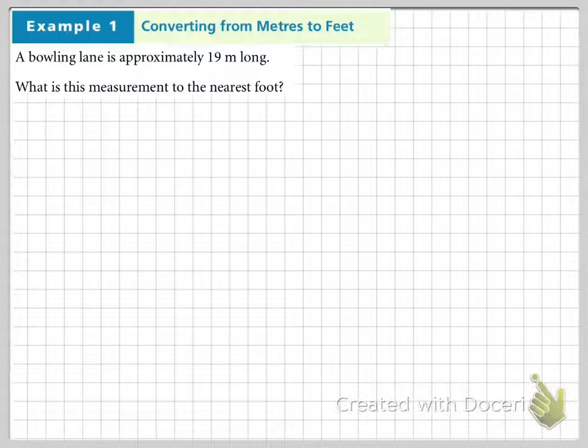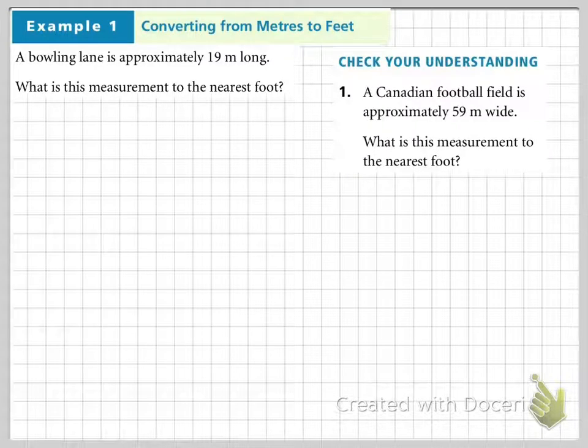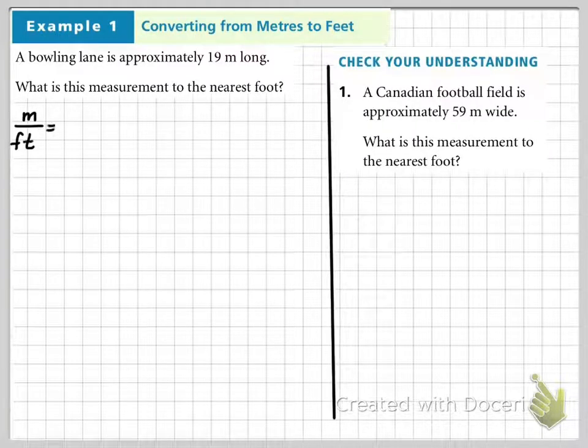Here we are at example 1, converting from meters to feet. A bowling lane is approximately 19 meters long. What is this measurement to the nearest foot? So to start with, let's convert meters to feet, when we know, or we're given, that 1 meter is approximately 3.25 feet. So now we can say we have 19 meters.